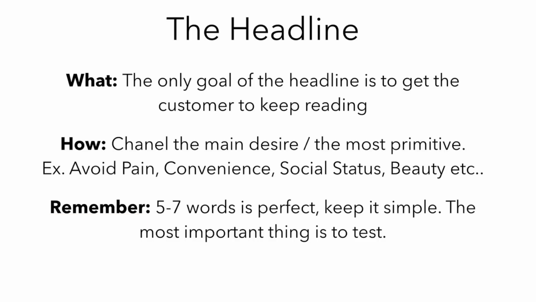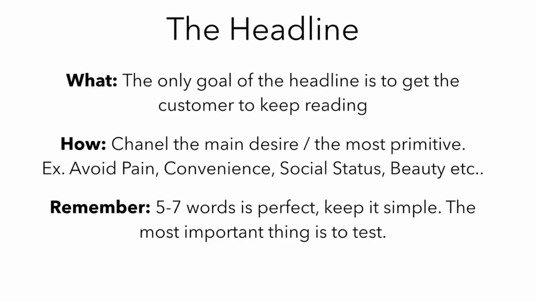So how do we do this? We channel the main desire, and usually I go for the most primitive desire, and this is the one way of guaranteeing that it's common among all people. So for example, how are they avoiding pain? How are they getting convenience? How is it elevating their social status? For women especially, how is it making them more beautiful and therefore more confident? Those are the things that I'm really looking at when I'm writing ad copy, or at least thinking about.